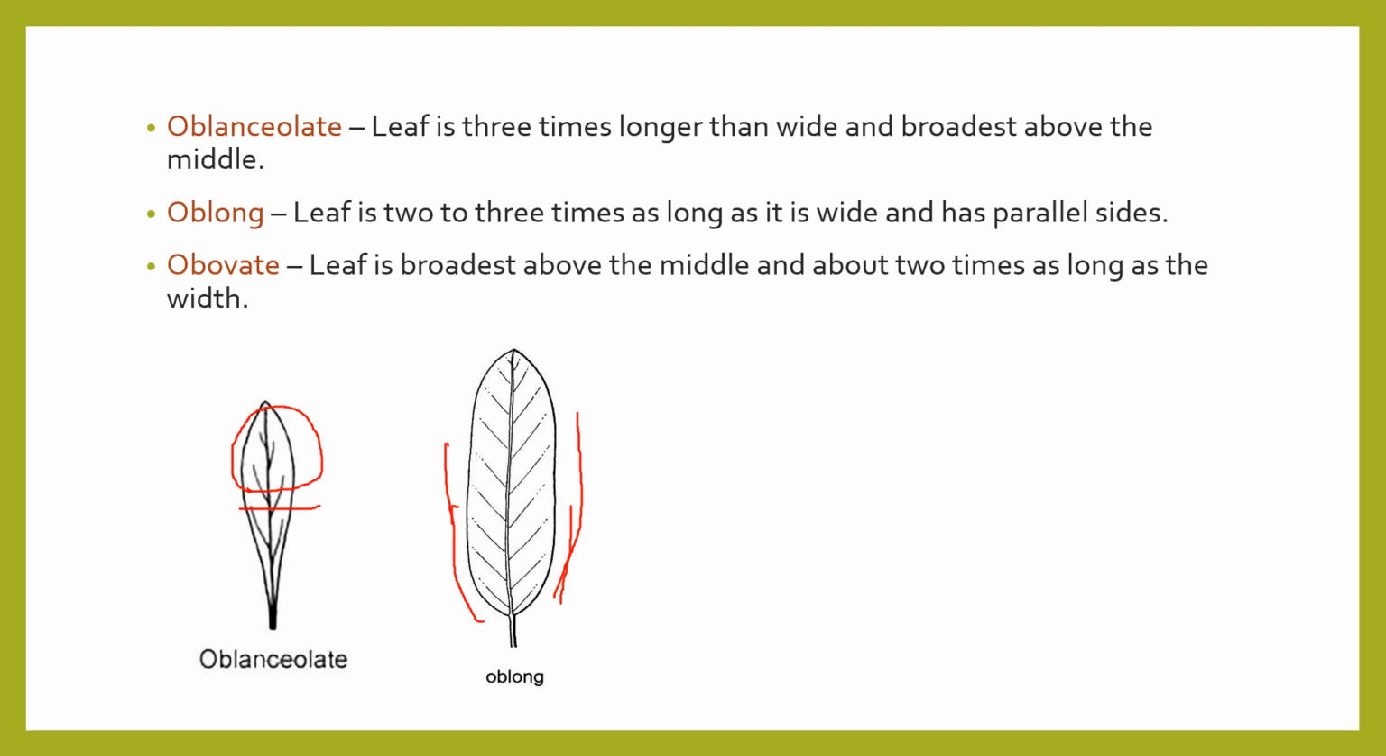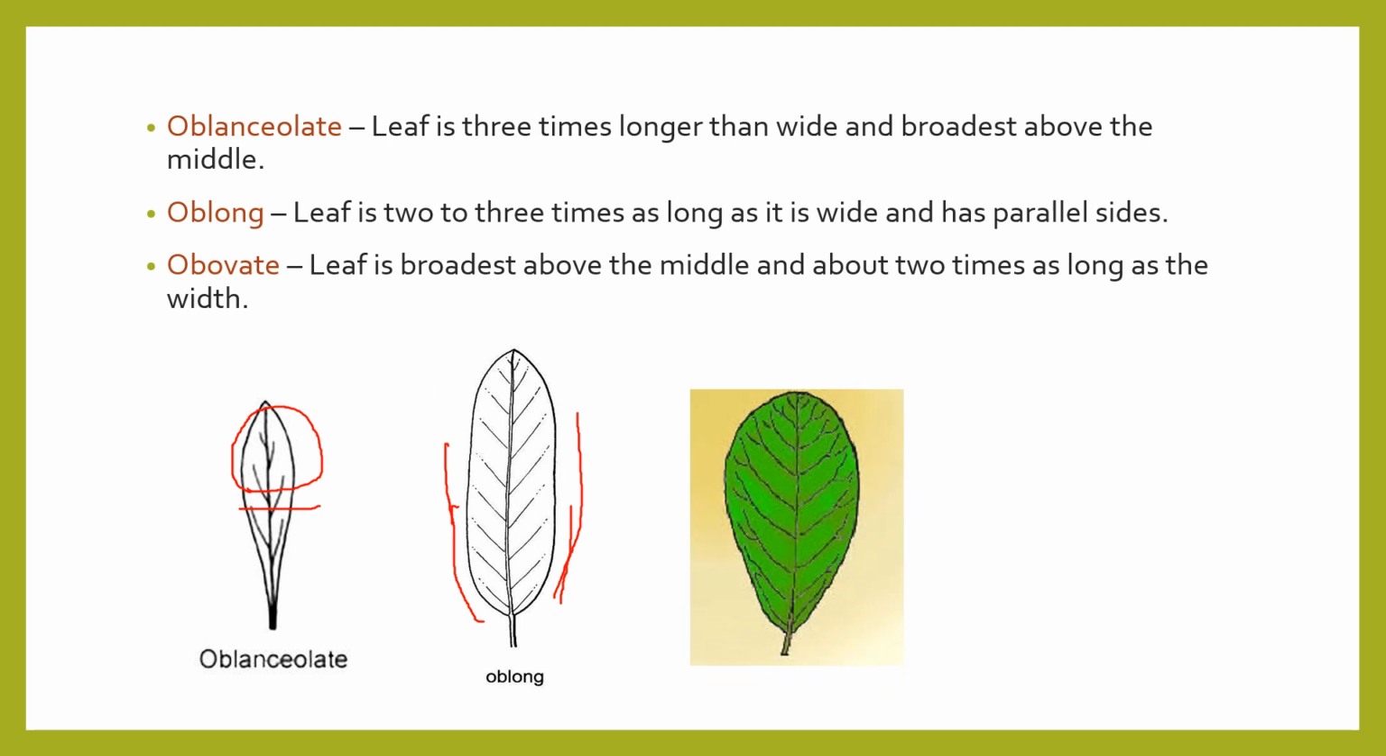Ovate. The leaf is broadest above the middle and about 2 times as long as the width, like this one. You can see this is the middle of the leaf, and it's wide above the middle and about 2 times as long as the width. So this one is ovate.